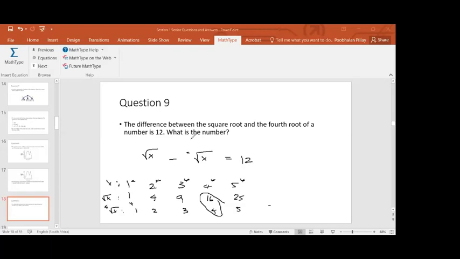The number that we're looking at is that one. That's your x. Right? Because the square root minus the fourth root of that number is 12. 4 to the power of 4 is 16 times 16. 16 times 16 is 256. So that's the number that we are looking for.